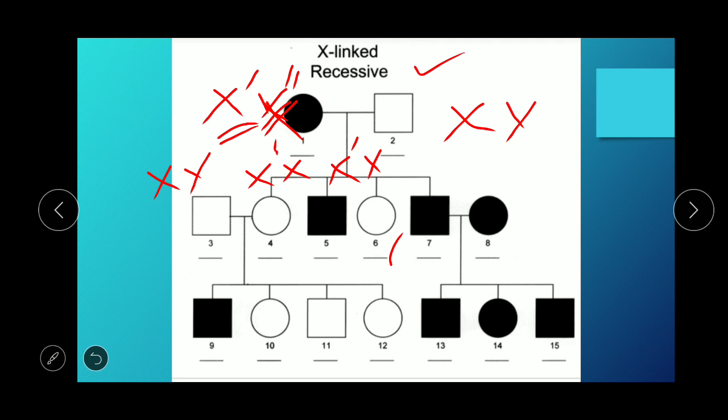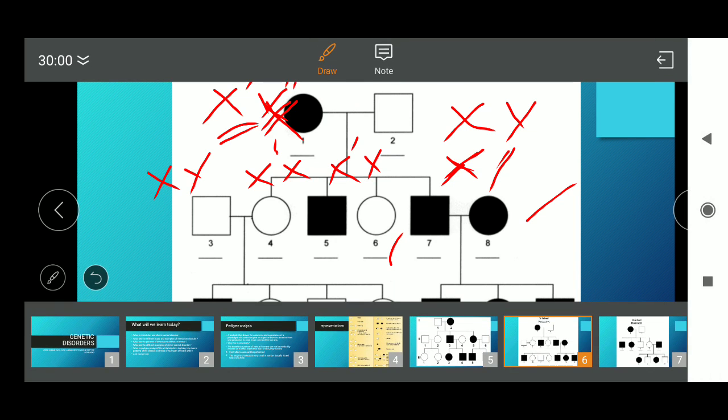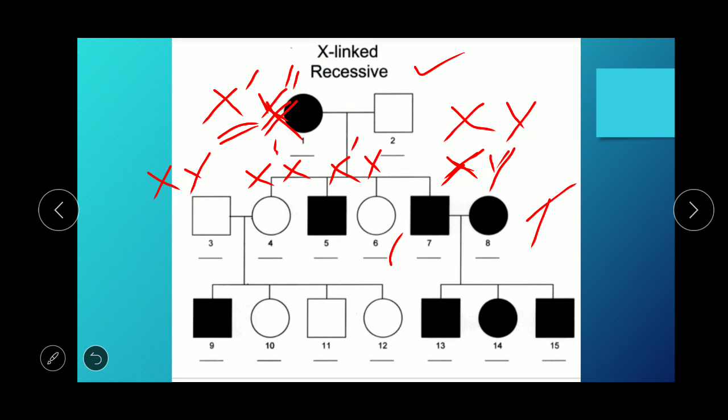Then female is unaffected here, so it will be X^D X, or it can also be, sorry, XX or X^D X^D. The male and female, you can see they are affected, so male affected will be X^D and Y, and female will be X^D and X^D.